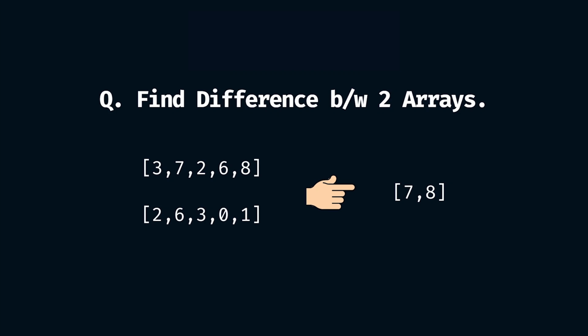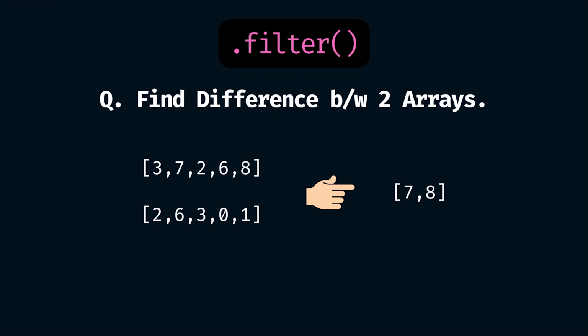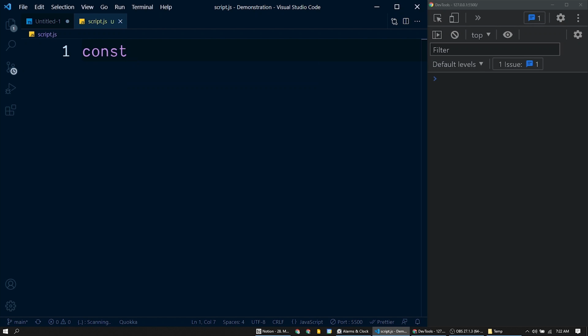Before solving this problem, we need to be familiar with the array method filter. So let's briefly discuss how to use this array method, and we'll be solving this problem after that. Now assume that we have given an array of numbers like this. Now how do we find even numbers from this array?